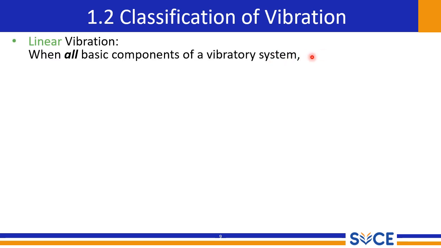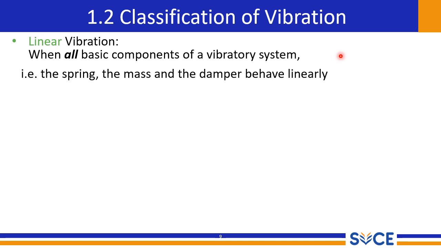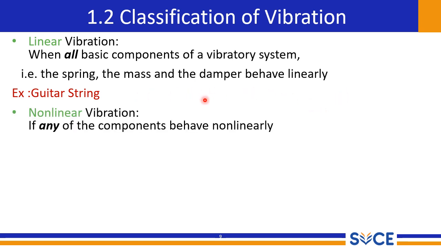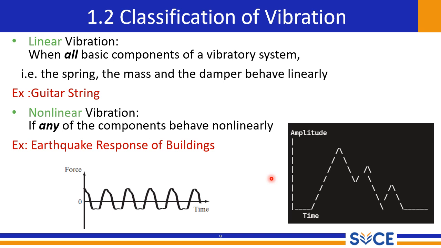In this slide, we are classifying the vibration into linear and nonlinear vibrations. Linear vibrations occur when all basic components of the system vibrate linearly. A guitar string is a good example where the restoring force is proportional to the displacement. Nonlinear vibration occurs if any of the components behave nonlinearly. A prime example is the earthquake response of a building.